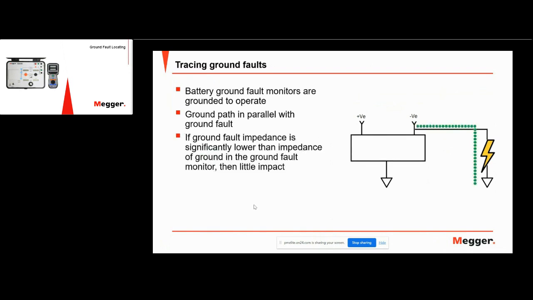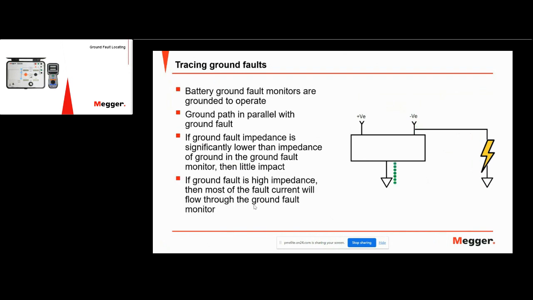Now, if you have a low impedance ground fault, where the ground fault's very close to earth, it probably won't be an issue because the majority of the current that you're going to use to trace the fault will flow through the ground fault. However, if you have a high impedance ground fault, then you can run into a scenario where the majority of the tracing current will flow through the ground on the ground fault monitor and not through the ground fault.